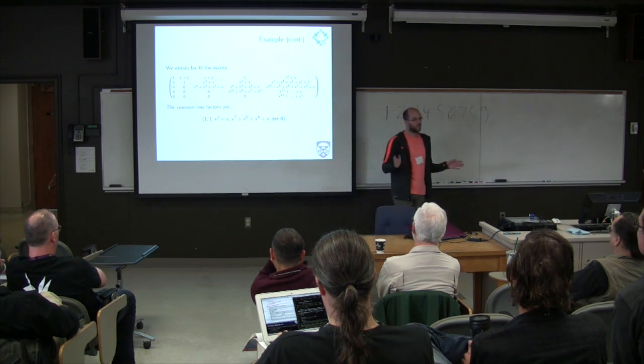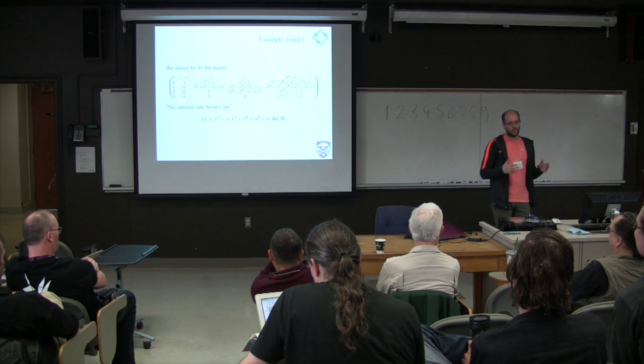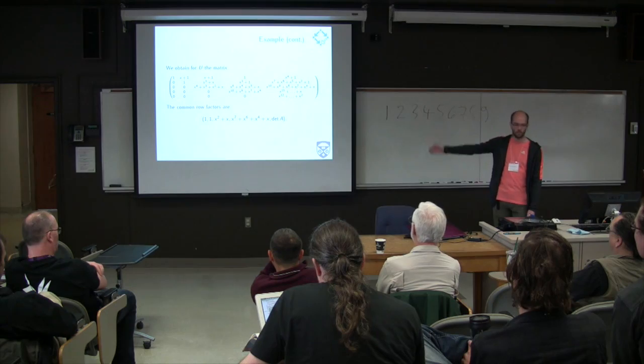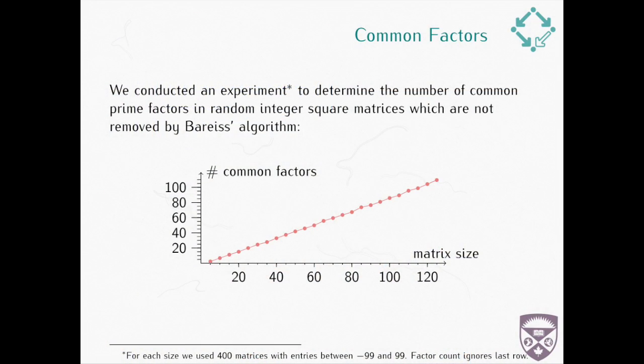And this is not just a special example again. I literally just put a random matrix here, and that's what's come out. So this is a typical case. In fact, this is an experimental math conference. We actually did some experiments. This graph here is for integers.